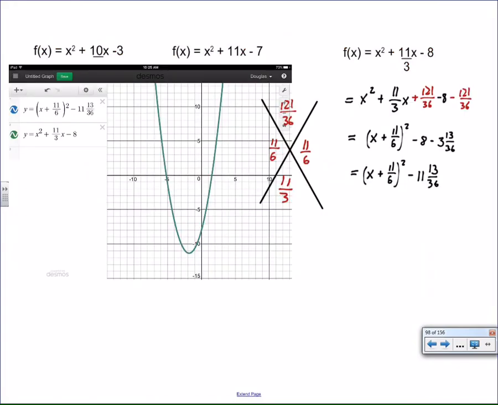I just wanted to look at this one. This is the worst case scenario, when you have a fraction that's not even numbered, but you could still do this exactly the same way as everything else. So don't be intimidated by fractions. They follow the same rules and procedures.